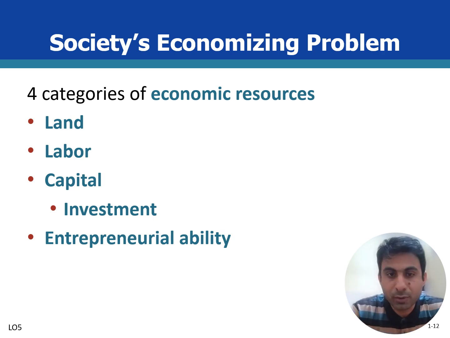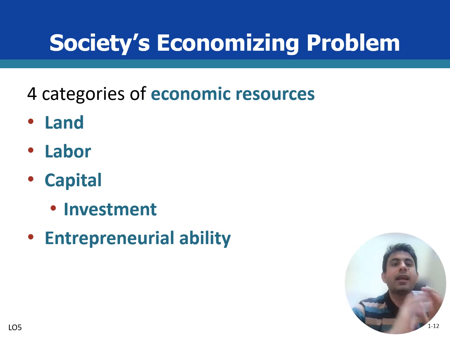Society's economizing problem. There are 4 categories of economic resources: land, labor, capital, and entrepreneurial ability, which are essential components in the production of goods and services and foundational to understanding the economic system. Land refers to all the natural resources used in the production process. It includes not only the physical land itself, but also resources like minerals, water, forests, and energy resources such as oil and natural gas. All will be considered as land.